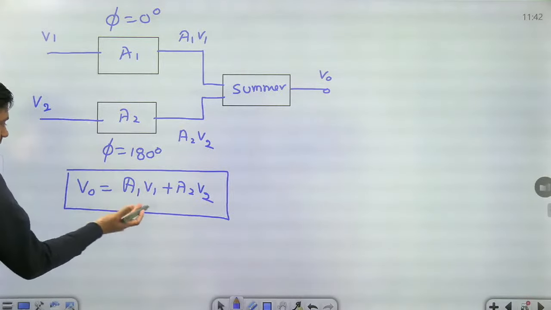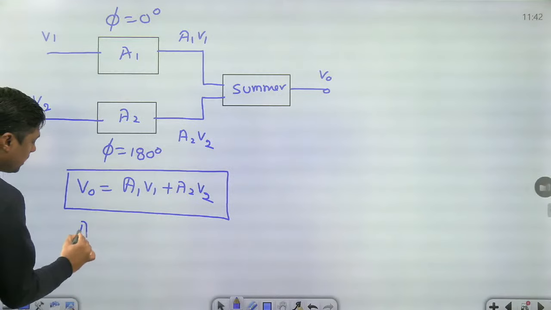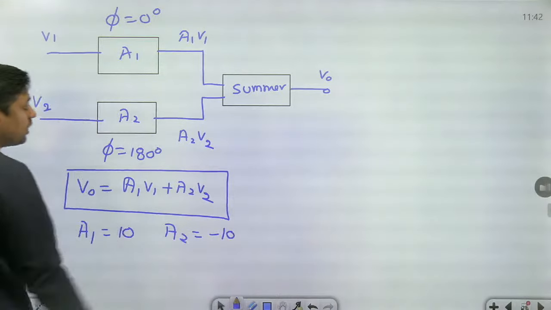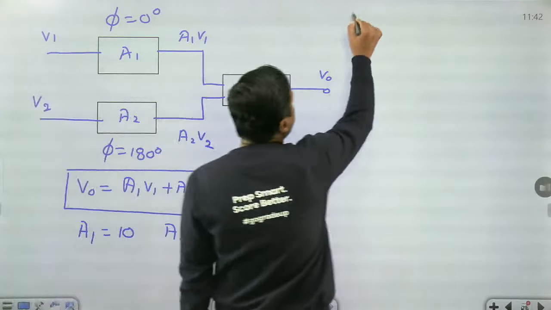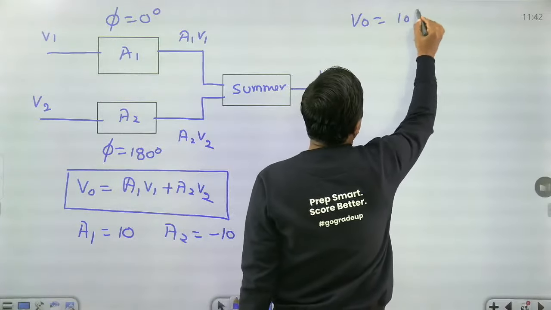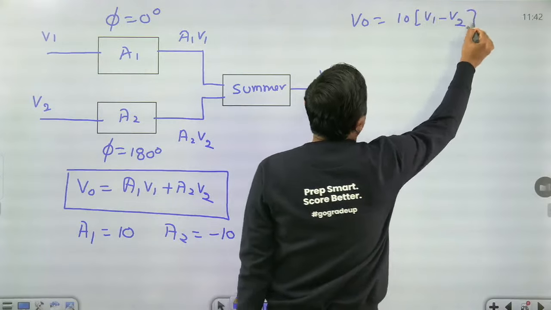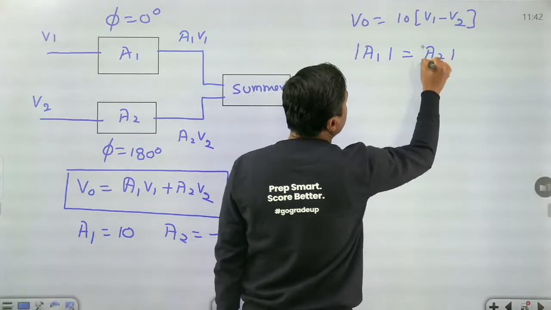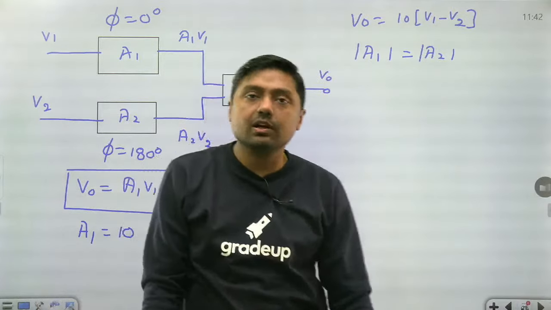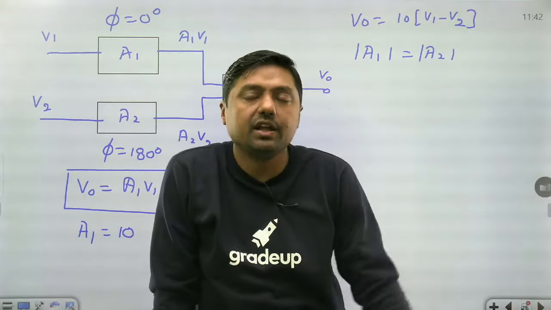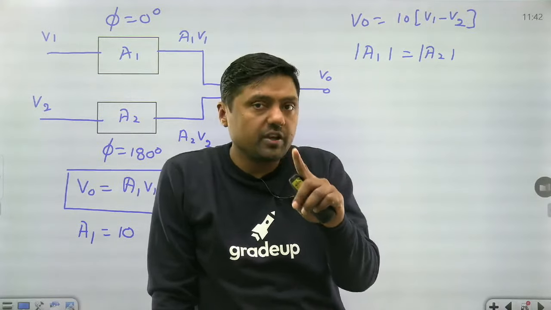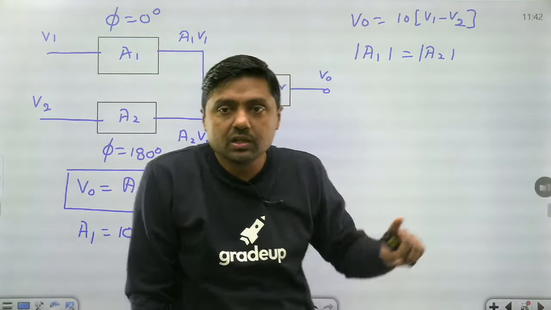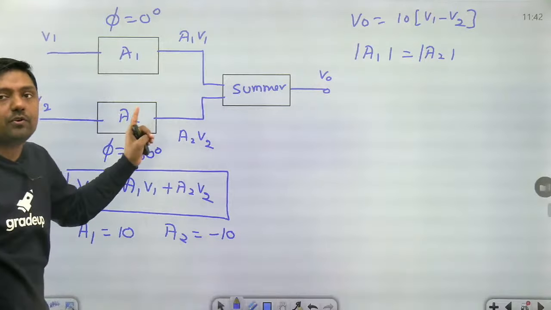Now you can directly apply it. If A1 is exactly 10 and A2 is equal to minus 10, with a phase shift of 180 degree, then the output will be V0 equal to 10 times V1 minus V2. It means the mod of A1 should be exactly equal to the mod of A2. Second thing, always remember, the phase shift of A1 is 0 degree and the phase shift of A2 is 180 degree. Then it is an ideal differential amplifier.